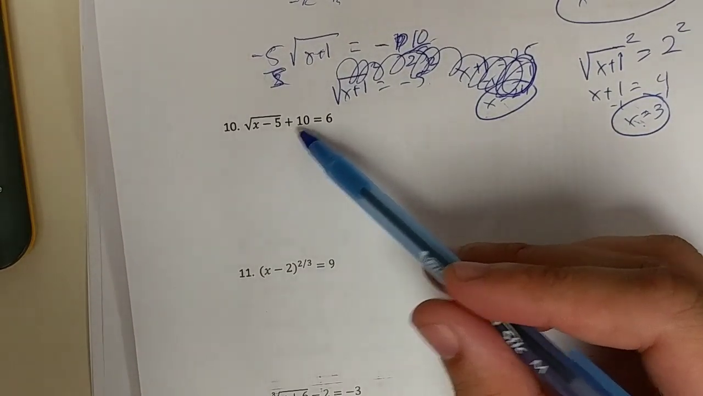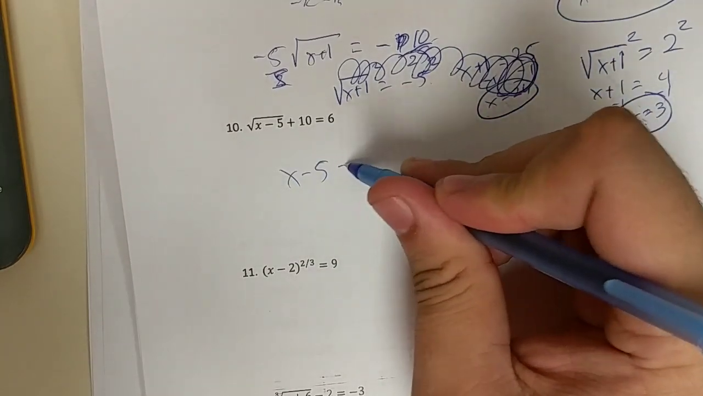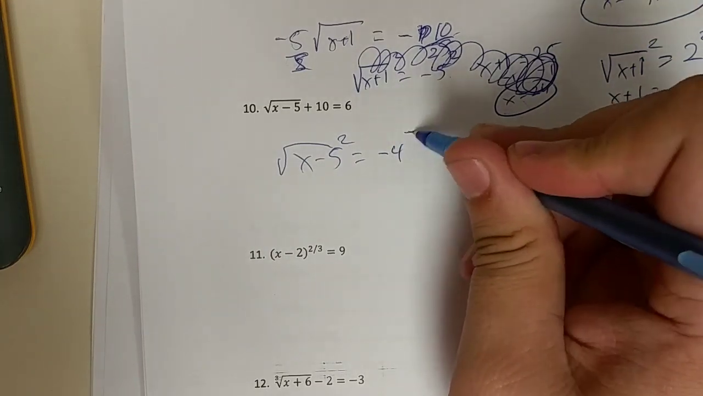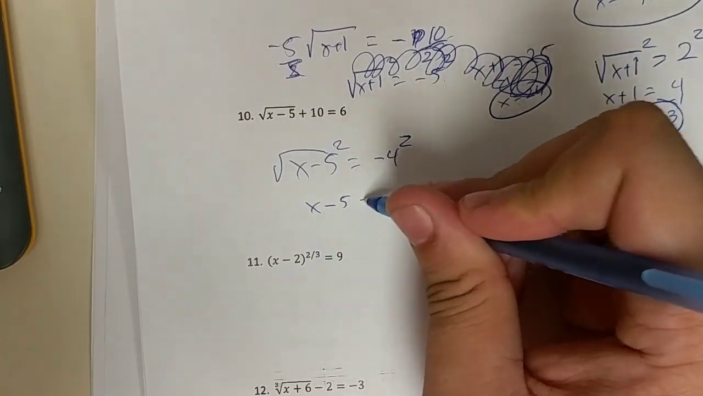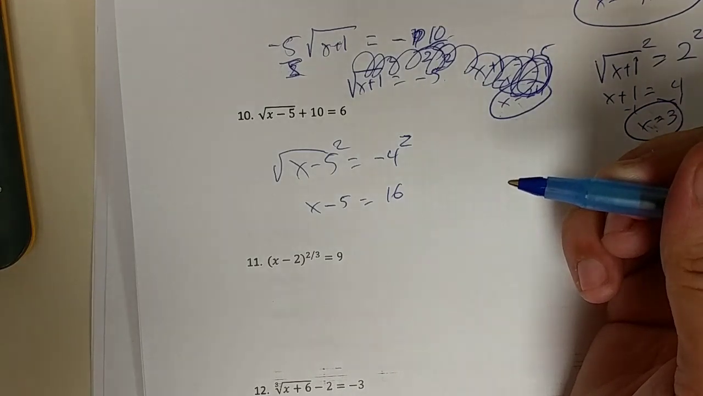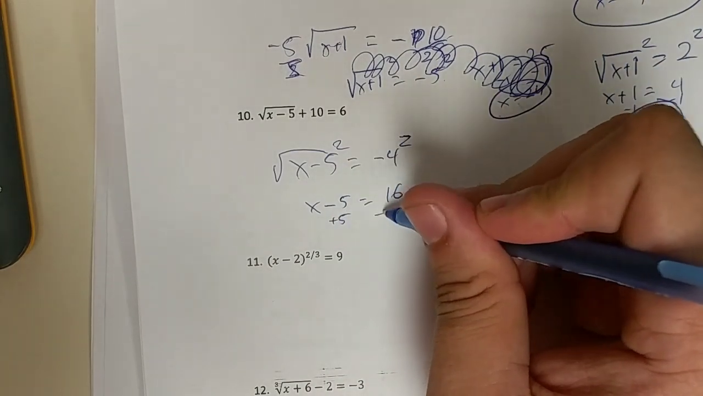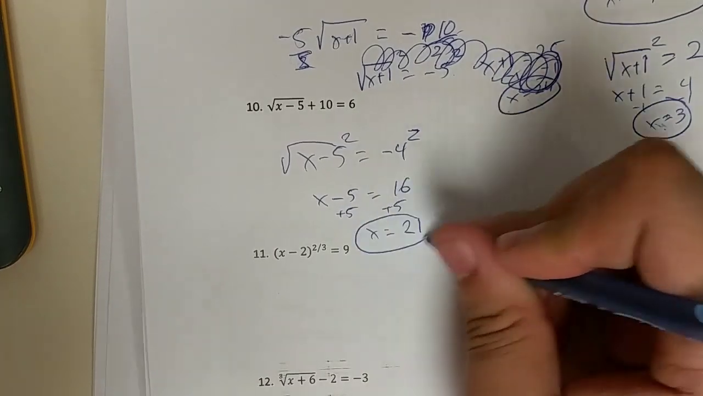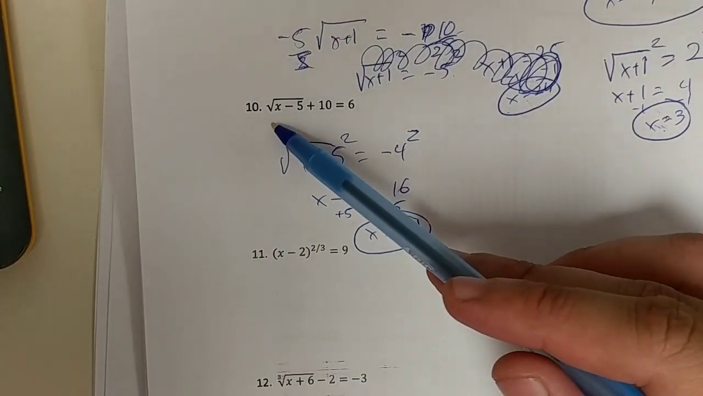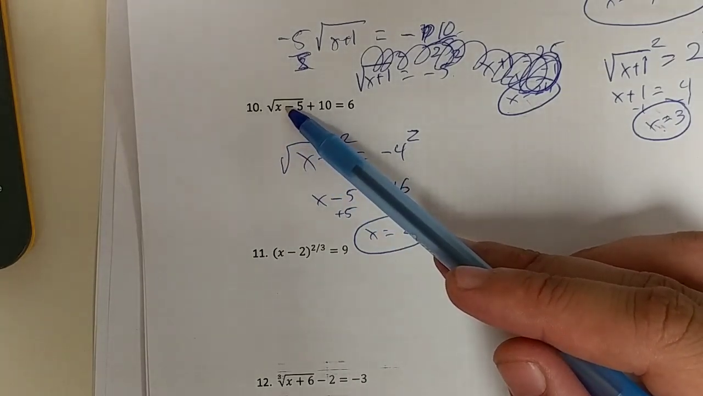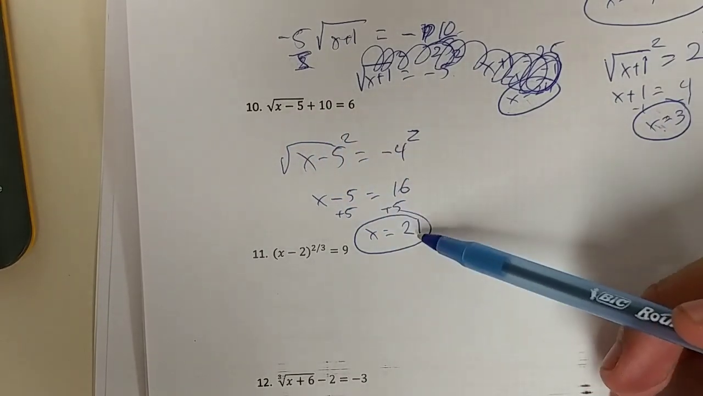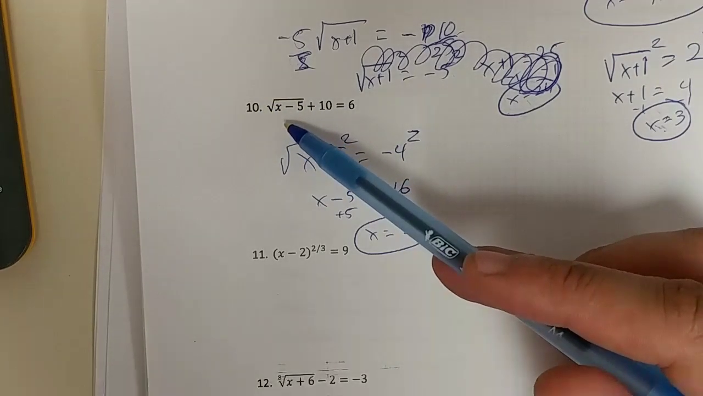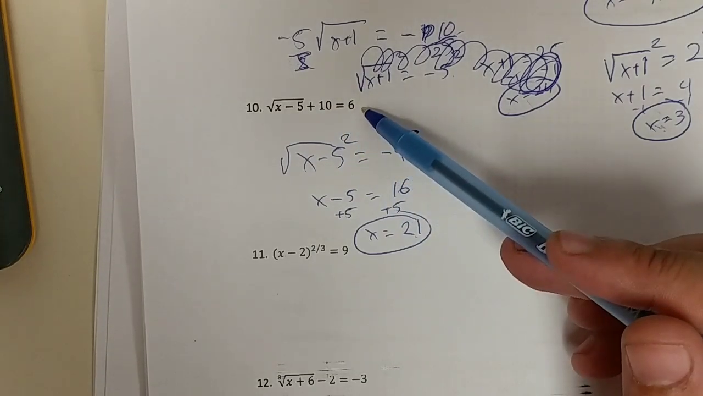Next one. Minus 10 minus 10. The square root of x minus 5 equals negative 4. Square both sides. x minus 5 equals positive 16. Plus 5, x equals 21. Now let's plug it in to check. 21 minus 5 is 16. The square root of 16 is positive 4, and 4 plus 10 equals 14.